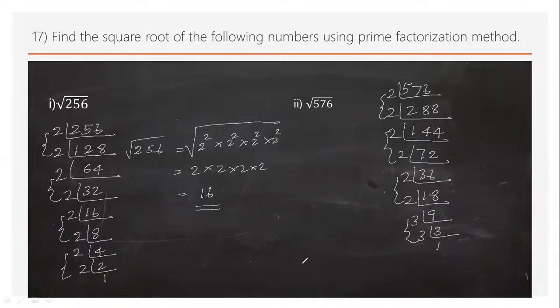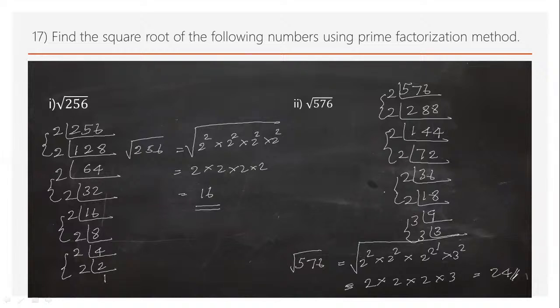So you can write 576 square root equals 2 squared into 2 squared into 2 squared into 3 squared, square root. We have learned the rule when we are getting even number of powers: when we are finding the square root, you have to divide this power by 2. It means 2 into 2 into 2 into 3. 2 times 2, 4 times 2, 8 times 3, 24 here.